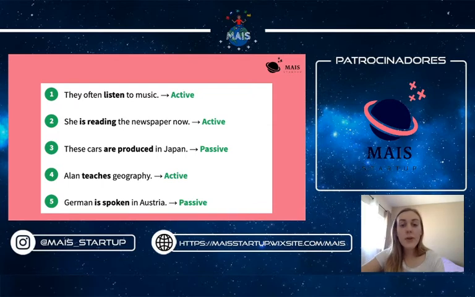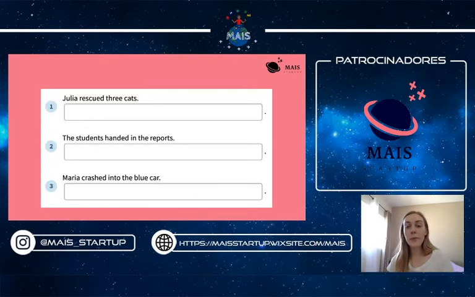And the next example is to like form passive voices from active voices. So here in the first example, we have Julia rescued 3 cats. So what did I tell you we had to do? We had to put the object first. So we already know we're going to start with 3 cats. And we have to add a verb to be. 3 cats were rescued. And that's it, because you have like to take off the subject. We don't know who rescued the cats in a passive voice. So the answer for the first example is 3 cats were rescued.